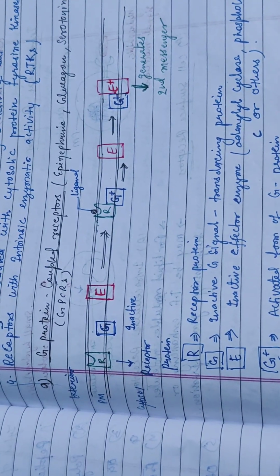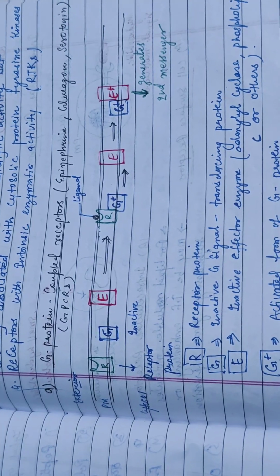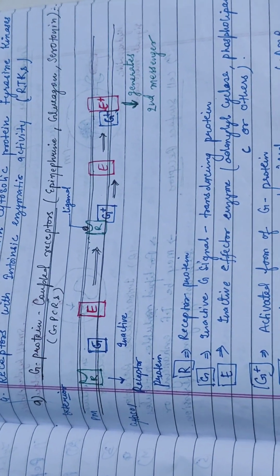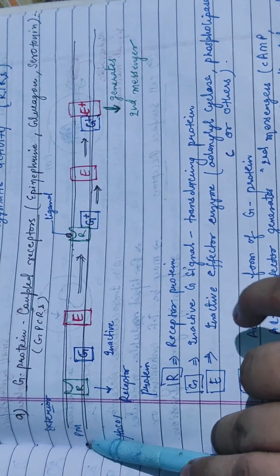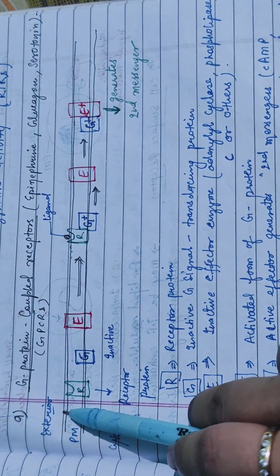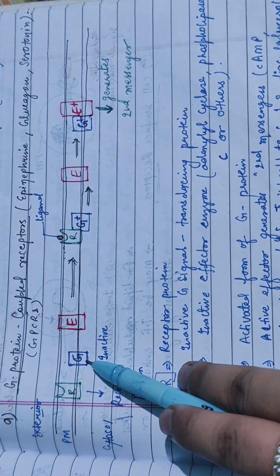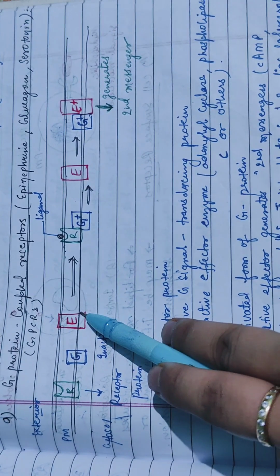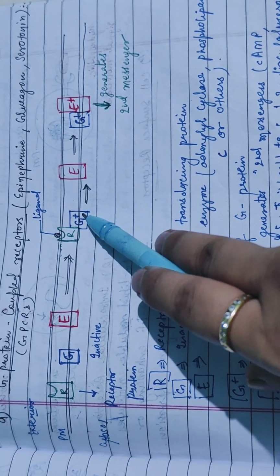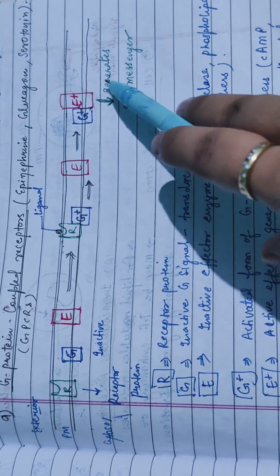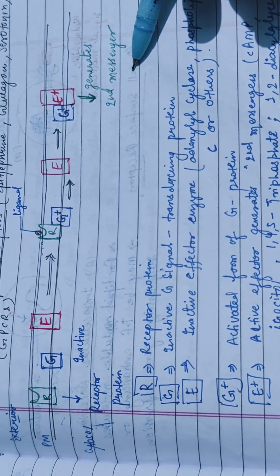The first one is the G protein coupled receptor, also known as GPCRs, and it includes epinephrine, glucagon, and serotonin. In this figure, there is the plasma membrane, the cytosolic part, and the exterior part. R is the receptor protein, G is the G protein, which is in an inactive stage, and E is the effector protein. When the ligand is added on the receptor, the G protein is activated, the reaction proceeds, and then it binds with the secondary effector cells to generate the secondary messenger.